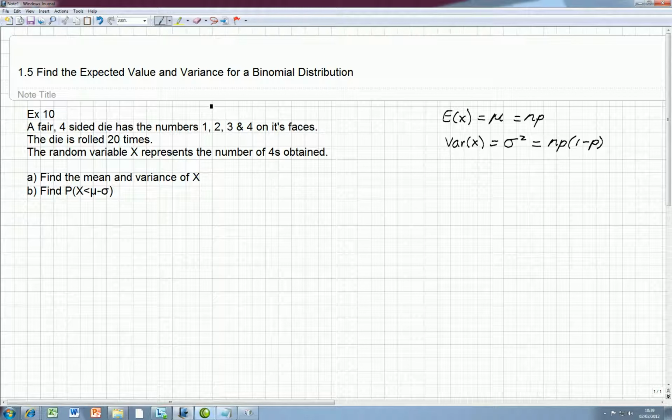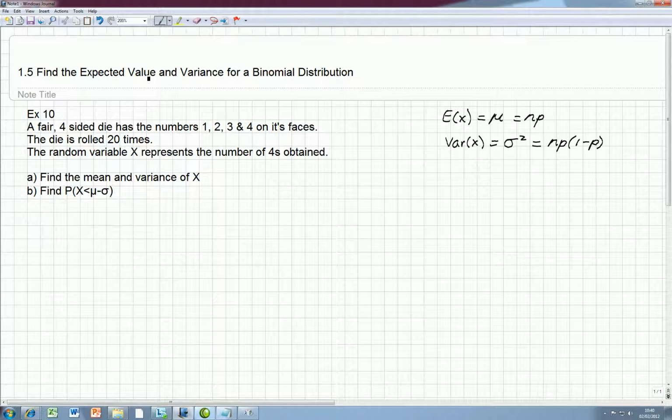We have a fair four-sided dice. Let's think a bit about what a four-sided dice looks like. Okay, it's got numbers 1, 2, 3 and 4 on all of its faces, and the die is rolled 20 times. The random variable x represents the number of 4s obtained. So the first part of the question is to find the mean and variance, and then to find the probability that x is less than mu minus sigma.